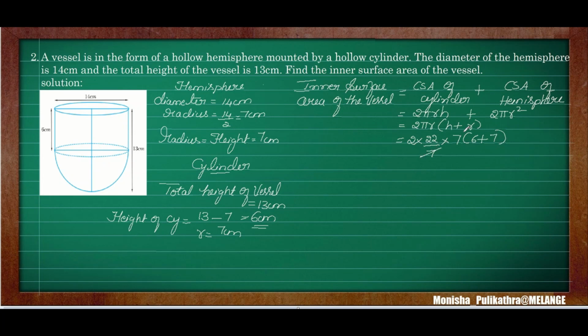Okay, here this 7 gets cancelled, is equal to 2 into 22 is 44. This bracket shows us a multiplication. So 6 plus 7 is 13. So 13 4s are 52, 5 carry, 13 4s are 52 plus 5 is 57 centimeter square. Since surface area is given, we have to write it as centimeter square. Therefore, inner surface area of the vessel is equal to 572 centimeter square. I hope you understood this.